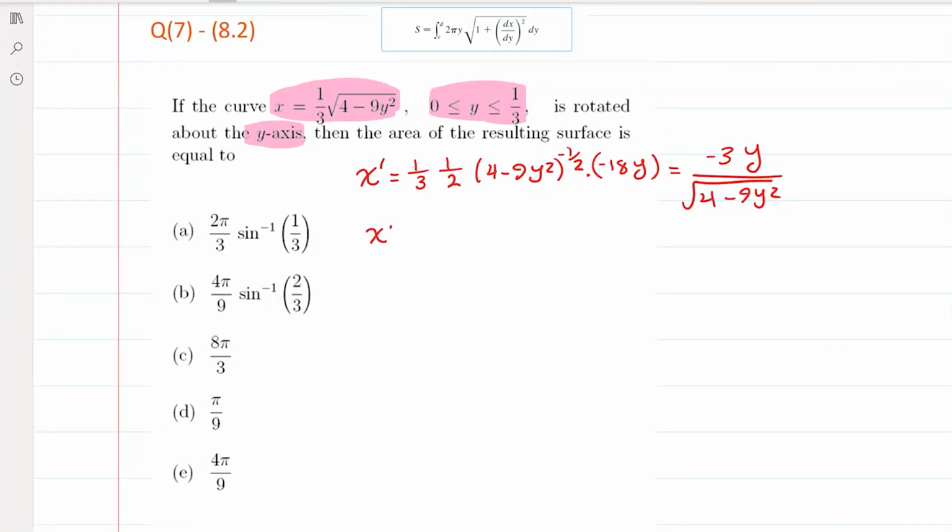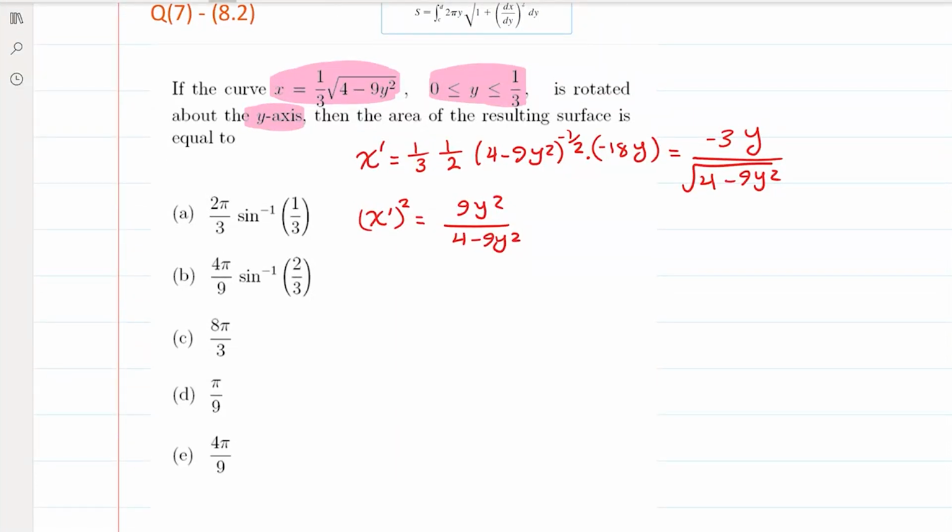Now, x prime squared will be what? 9y squared over 4 minus 9y squared, so the root will be simplified. Exactly.